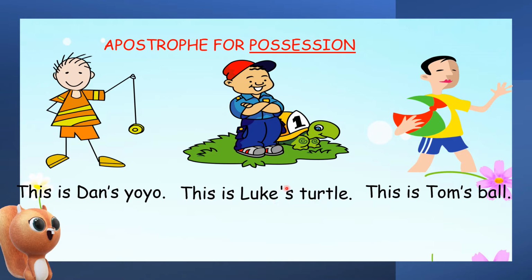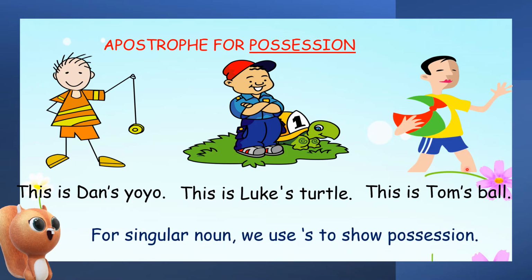So apostrophe S is used to show ownership, is used to show possession, and this applies to singular nouns. As you can see, we have just Dan, just Luke, and just Tom. These are singular, and because they are singular nouns, we use apostrophe S to show ownership.